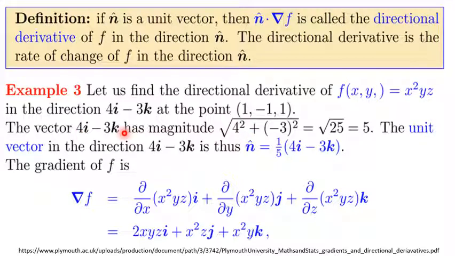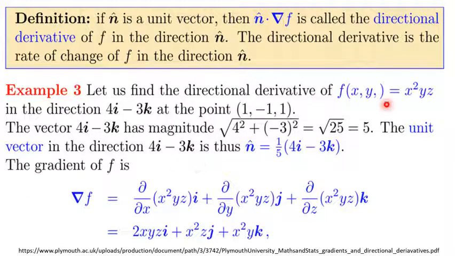So what is the magnitude of this vector? You know how we calculate the magnitude of any vector. It comes out equal to 5. Now we find the unit vector of the direction, thus n bar is equal to 1 upon 5 times (4i minus 3k). Okay.